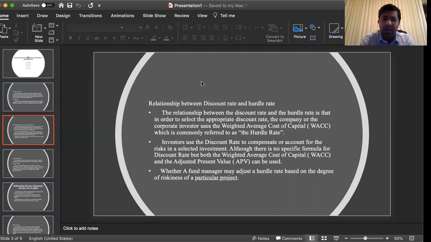Investors use the discount rate to compensate or account for the risk in a selected investment. Although there is no specific formula for the discount rate, both the weighted average cost of capital and the adjusted present value can be used. A fund manager, on the other hand, may adjust a hurdle rate based on the degree of riskiness of a particular project.